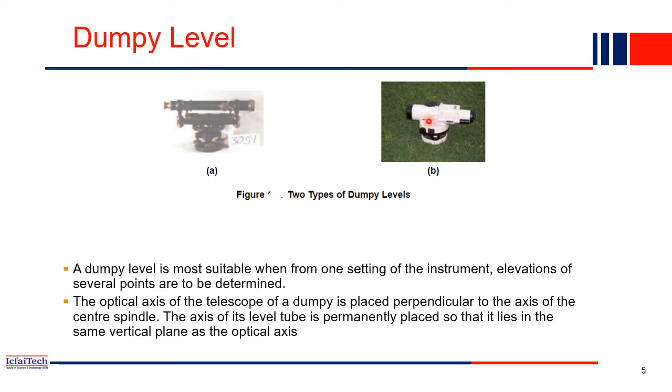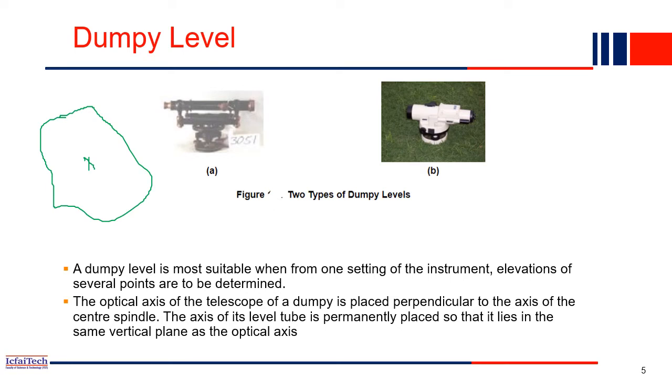So this is one type, manual type, and this may be automated type, the dumpy level. The dumpy level is most suitable when, with one setting of the instrument, the elevation of several points is to be determined. So the dumpy level is useful once you set it at the center. For example, this is your entire area where you want to survey, so you put the dumpy level here, and you take the multiple heights.